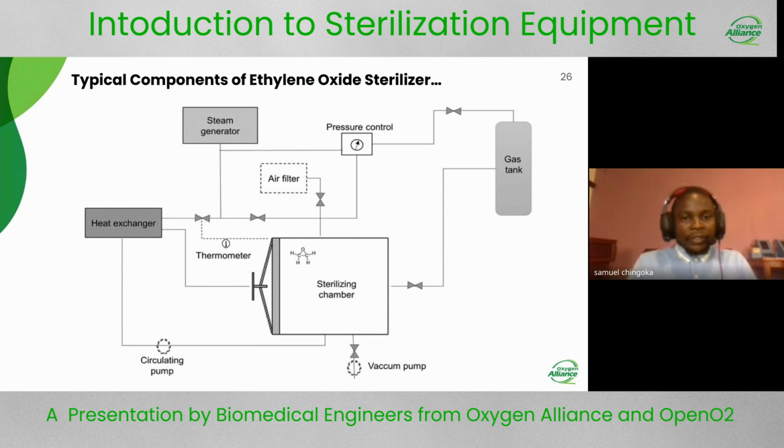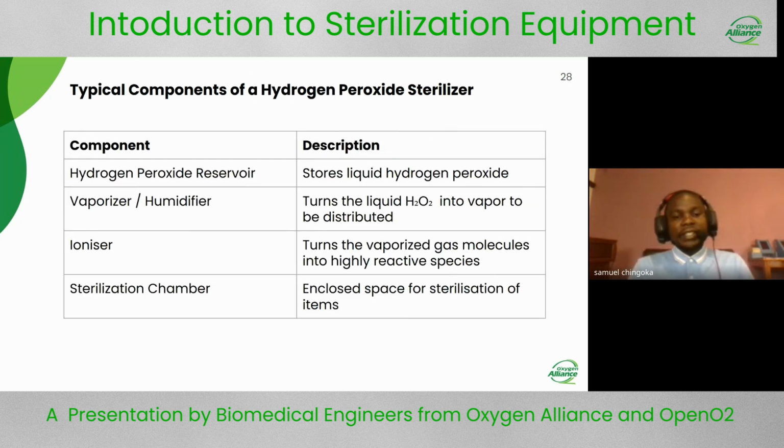So the typical components of a hydrogen peroxide sterilizer: we have a hydrogen peroxide reservoir, which basically stores the liquid hydrogen peroxide, and we have a vaporizer that turns the liquid hydrogen peroxide into vapor so that it is evenly distributed. We have an ionizer that turns the vaporized gas molecules into highly reactive species. These highly reactive species are the ones which penetrate into the structures of these microorganisms and are able to eliminate them because they destroy their DNA.